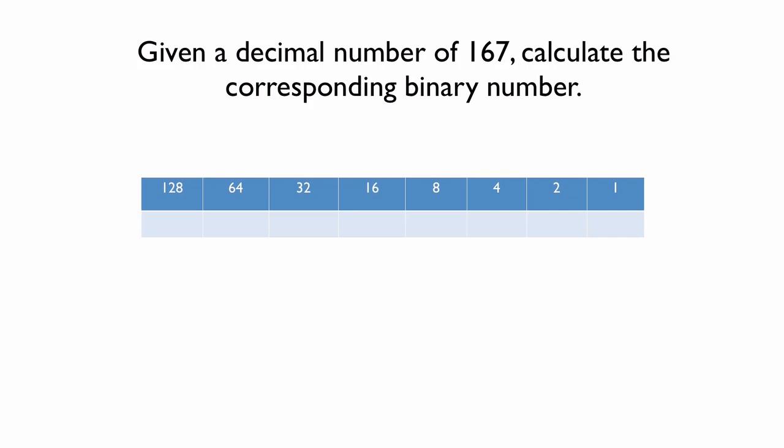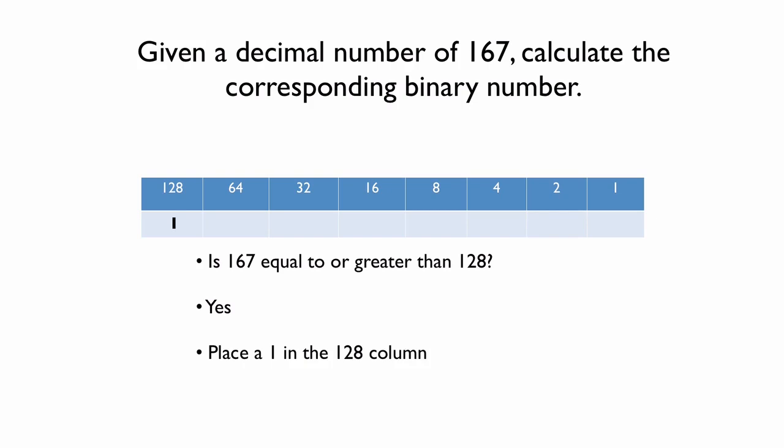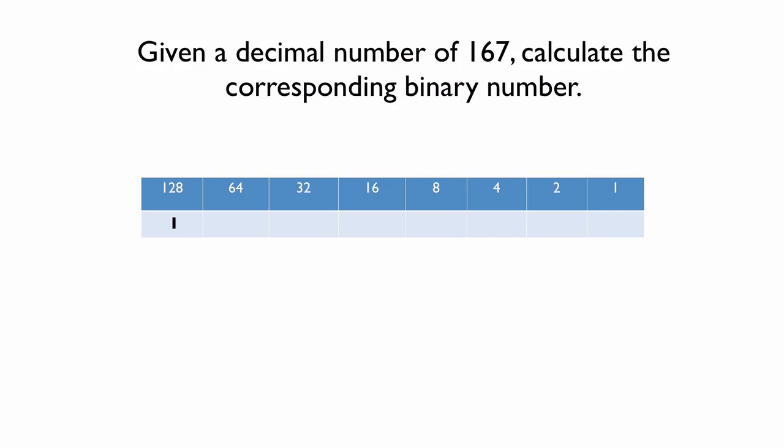Here's the question that we ask. We start at the left-hand side of our columns, and we ask the question, is 167 equal to or greater than 128, our leftmost column? Yes, it is. If the answer to this question is yes, then we're going to place a 1 in that 128 column, and then we're going to subtract 128 from 167, and that's going to give us a remainder of 39.